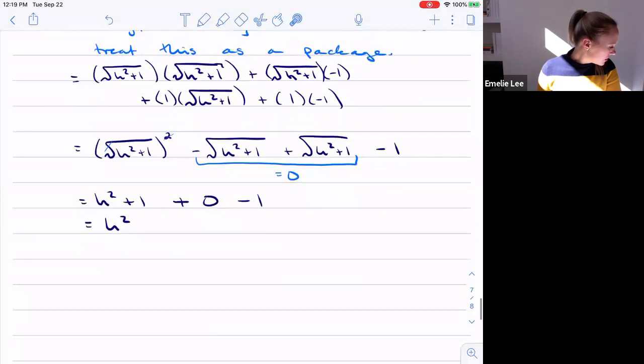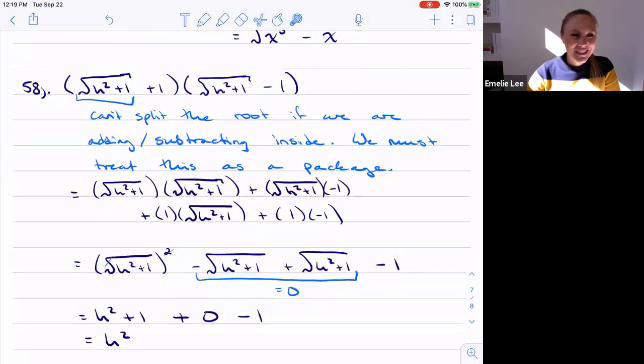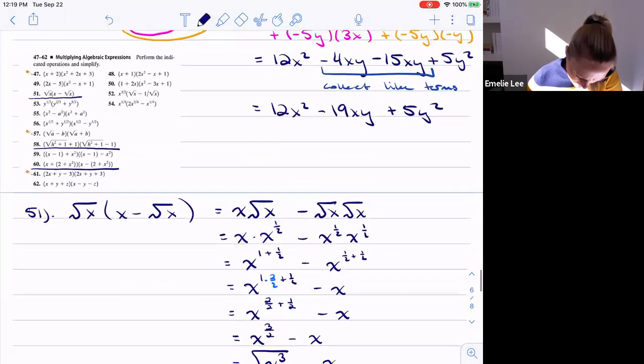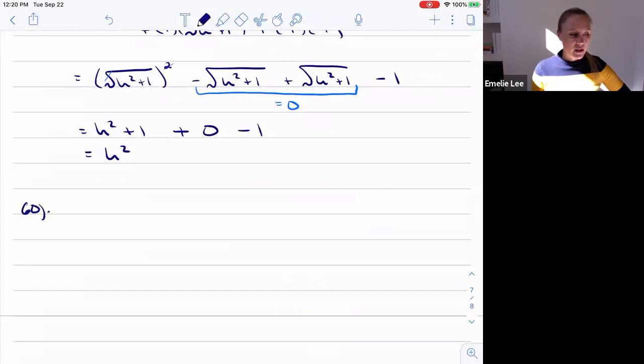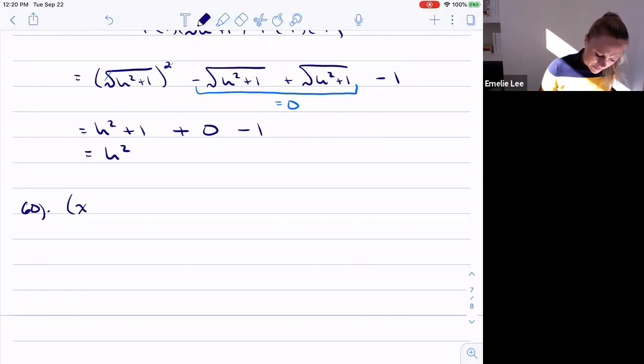Okay. So if we do 60, 60 is going to give us a run for our money, right? Let's have a look at it. x plus 2 plus x squared times x minus 2 plus x squared. We'll have to be careful with these brackets. Let's see where we get to. Okay, it looks like this: x plus bracket 2 plus x squared, bracket, times x minus bracket 2 plus x squared.